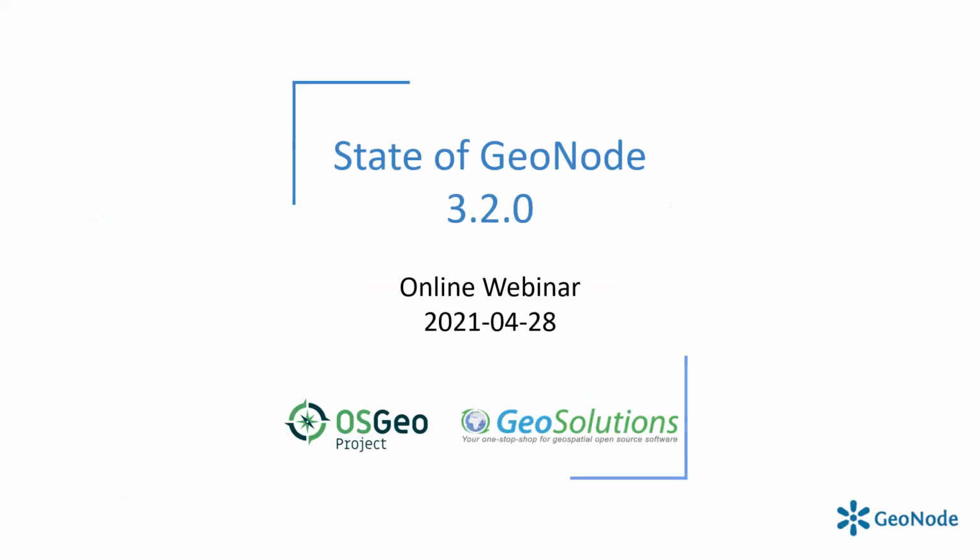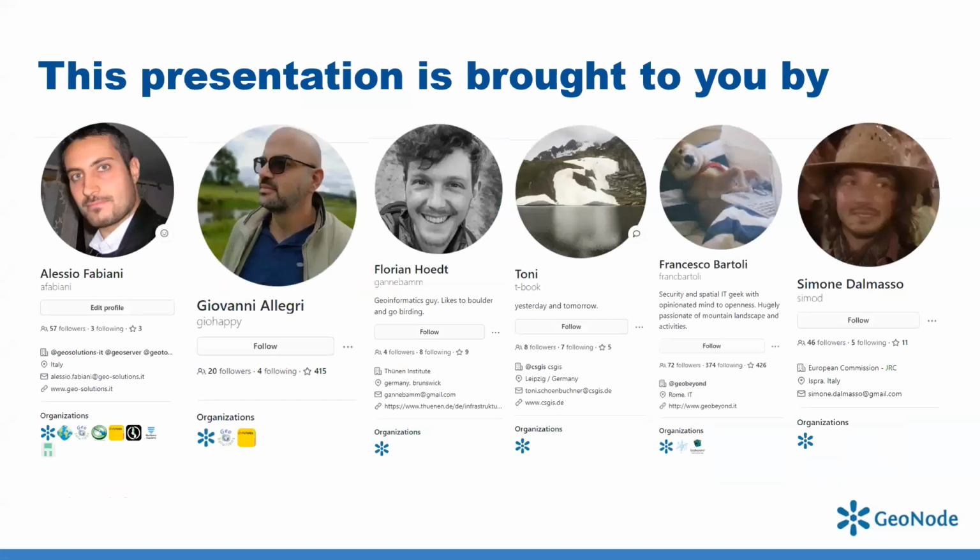I am Alessio Fabiani. I am part of the GeoNode project steering committee, which is currently composed of 6 people, the ones that you see here on this slide. All those guys contributed a lot, not only with the development, but also by helping people with their problems, issues, and questions, and also updating the documentation and testing. Those guys are really the heart of GeoNode, and I'm very thankful to them.